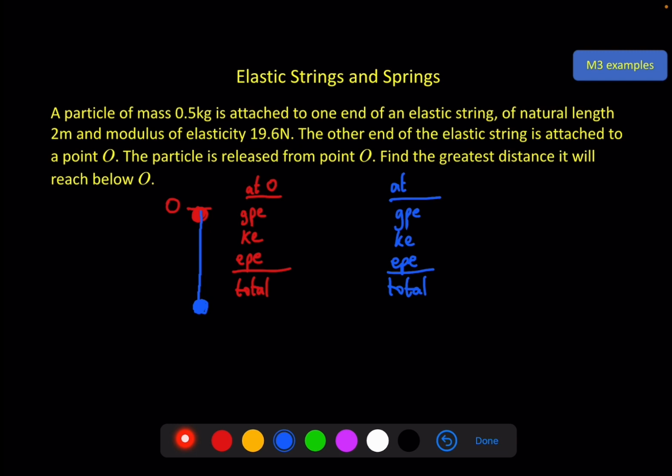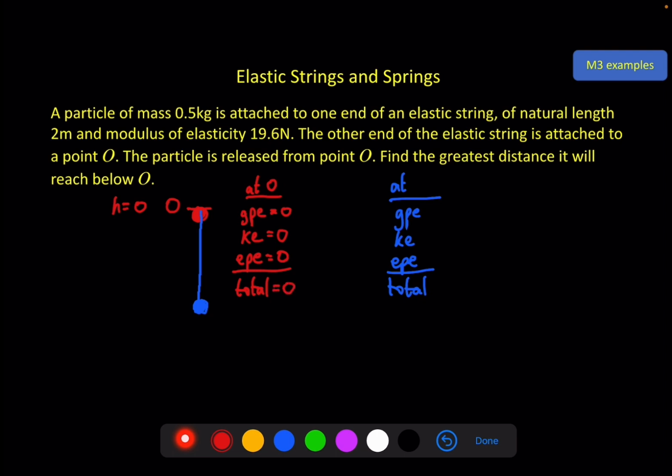At O, to make the GPE easier, I'm going to make this my h equals 0 level. So that will be 0. It's held at rest, initially drops from rest, so that also is 0. And the elastic potential energy is 0 because the string has no extension. So the total energy in the system is 0.